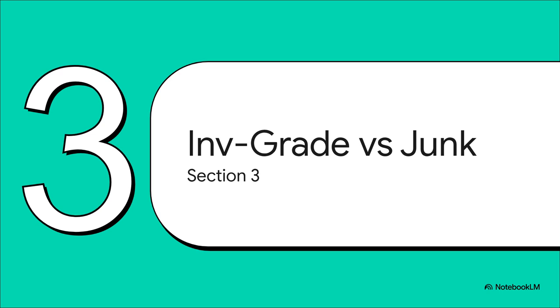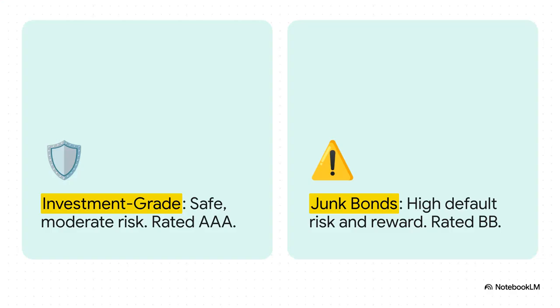Section 3, Investment Grade versus Junk. And this brilliantly illustrates the ultimate face-off you need to know. On the left side of the ring, we've got investment-grade bonds. These are your safe, moderate-risk investments, and they max out at a AAA rating, usually reserved for massive, incredibly stable corporations. Now, on the right side, we have non-investment grade bonds, which basically everyone just calls junk bonds. These carry a high default risk, but they offer a high reward to try and entice buyers. They're rated BB or lower.